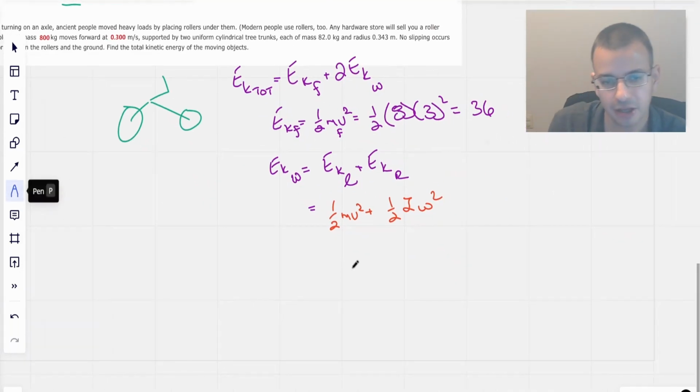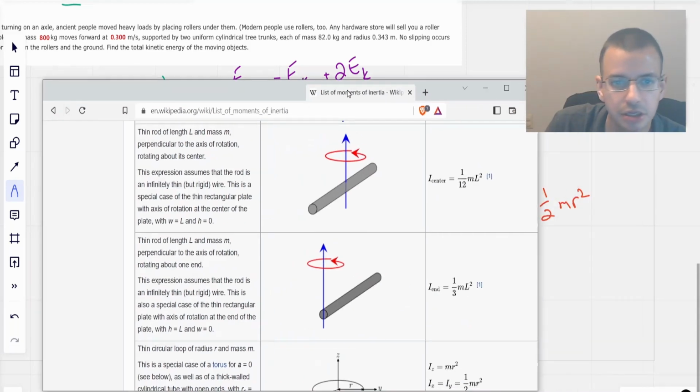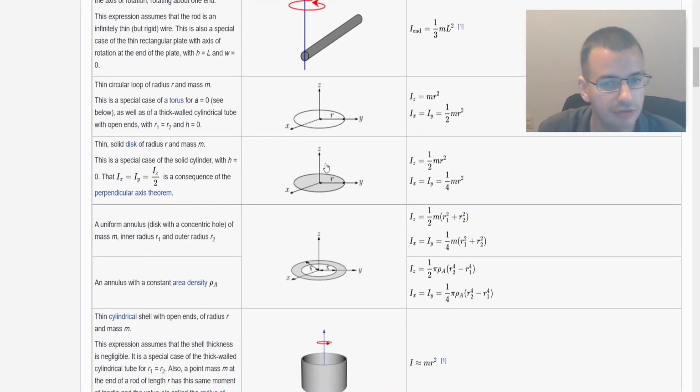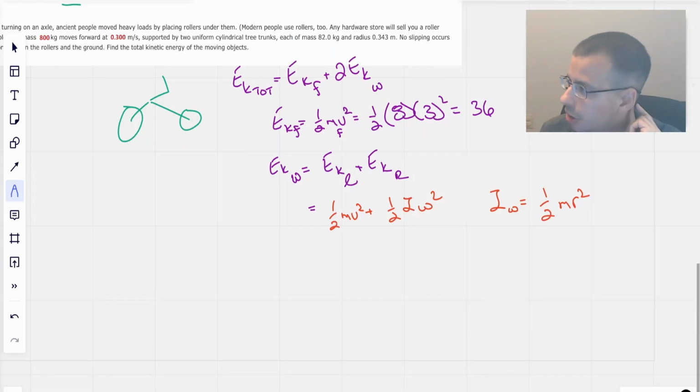And then I'm going to say, well, I of the wheel is 1/2 mr squared. This is the radius of the wheel. I'm going to look that up real quick just to make sure I'm not too far off of reality. So solid disk, which I think is what we approximate the wheels as, 1/2 mr squared. So I'm not saying we're right, I'm just saying we're not obviously wrong.